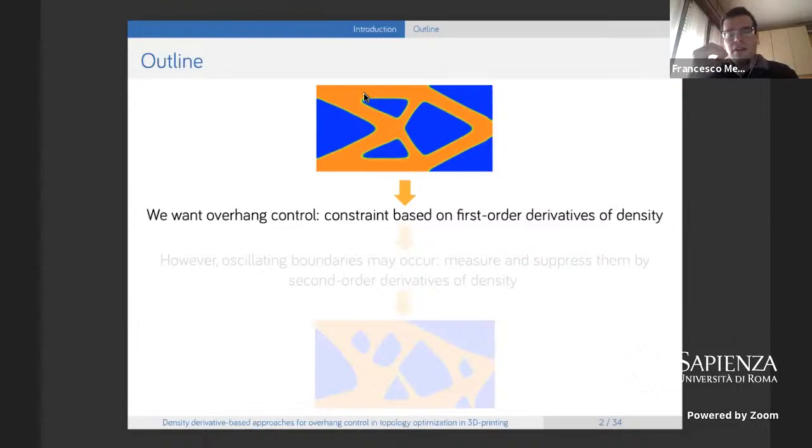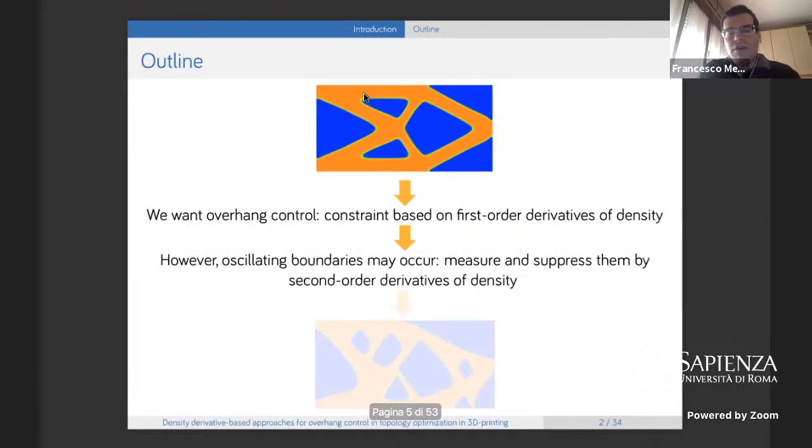So first, we will impose an overhang constraint. And this will require analyzing and imposing a constraint which is based on first-order derivatives of this density function. However, as we have already seen in the first talk of today, if we do so by a purely geometrical approach, then we may have oscillating boundaries, which of course are not acceptable.